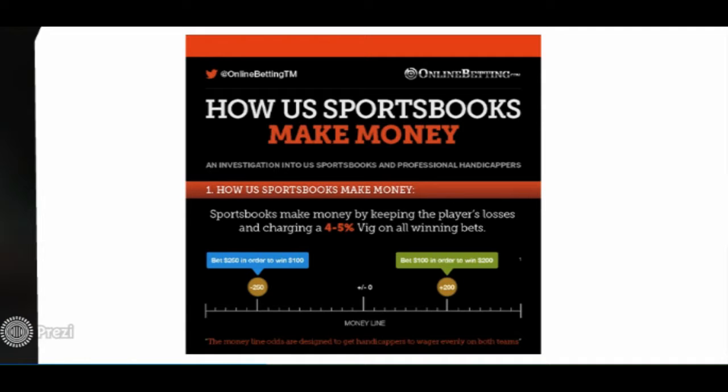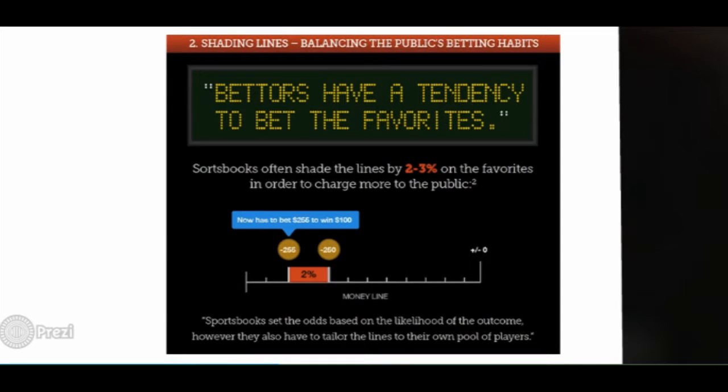In this example, if the line is plus 200, a player bets $100 to win $200 on one underdog, whereas someone who bets on the favorite will have to bet $250 to win $100. Sportsbooks make money by charging a 4 to 5% vig on all winning bets, while also keeping all of the losers' bets. A sportsbook must also cater to its own pool of players and adjust odds accordingly, and this is where BetWatch can be a big help.